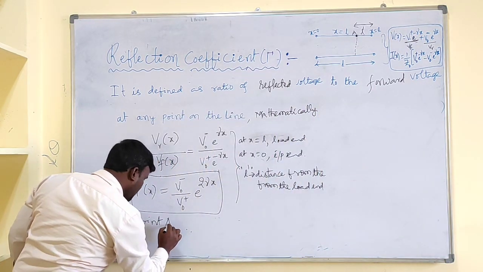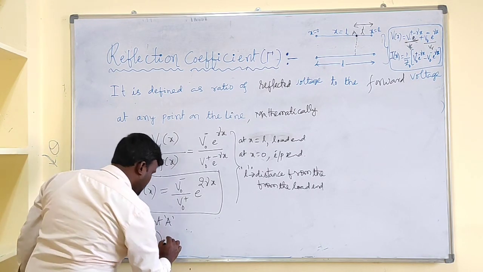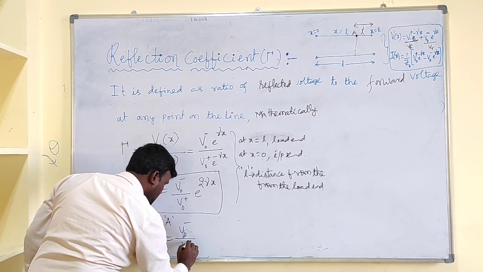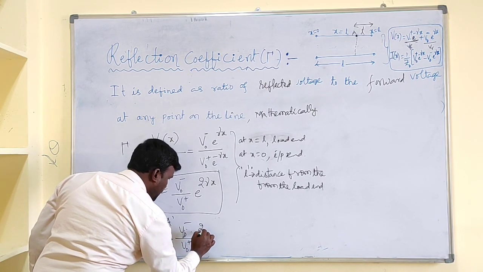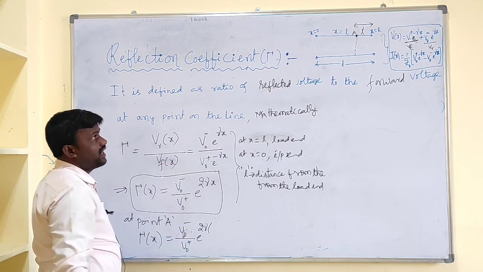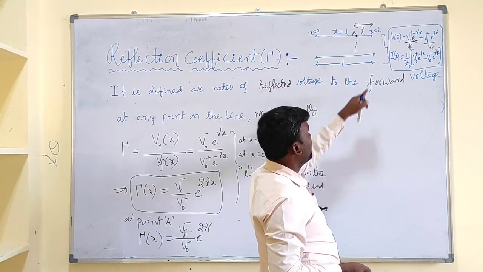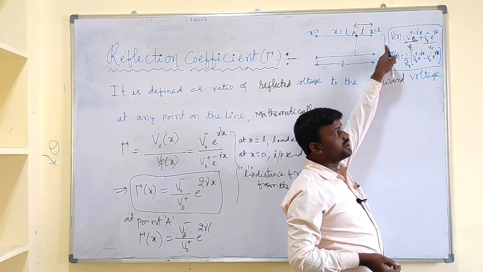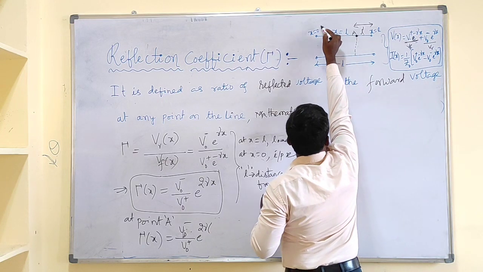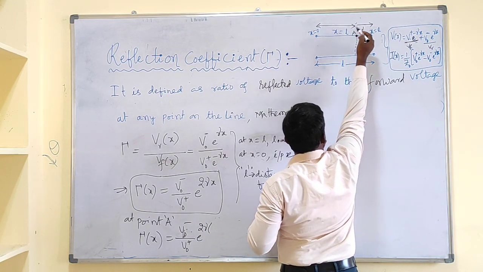At point A, the reflection coefficient gamma of x is nothing but V0 minus by V0 plus, e to the power 2 gamma x. Here we have to take x as what? At the source end, x equals 0, and at the load end, x equals L. Total length is L. That means we require this length from the source end.